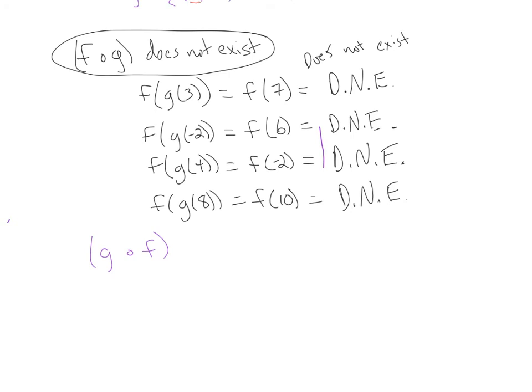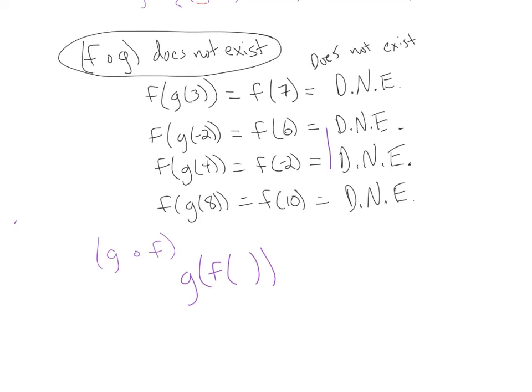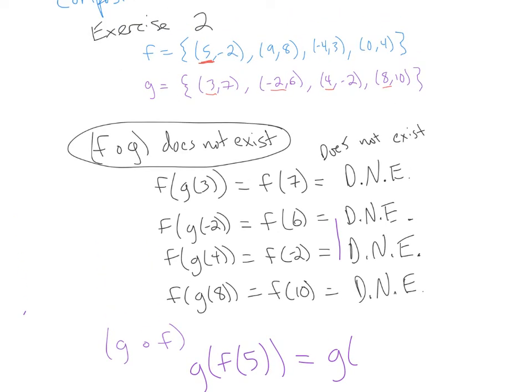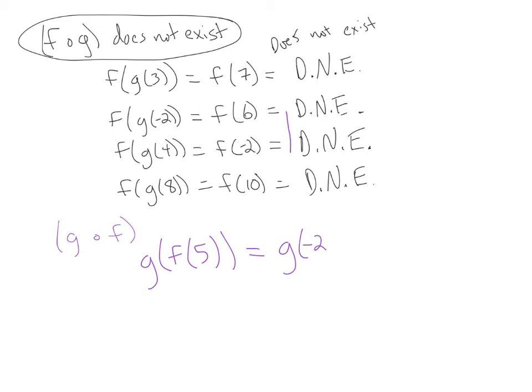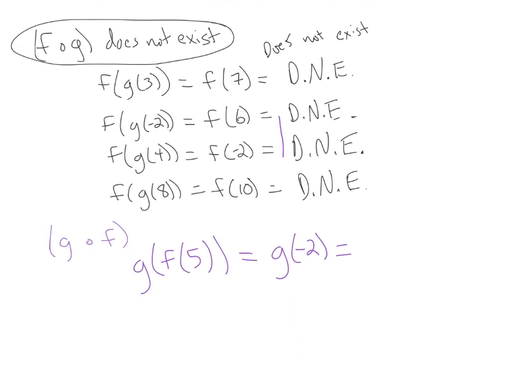We'll start it out with g, and then we're going to evaluate it at f at a particular point. Let's start out with 5. So I'll plug 5 in here, and then that's going to be equal to g evaluated at, what happens when I plug in f of 5? F of 5 outputs -2. And then g of negative 2, do I have any negative 2's in my x position? Well, actually I do, right here. Negative 2, and negative 2 kicks out a 6, so this would just become 6. So g of f of 5 is actually equal to 6.